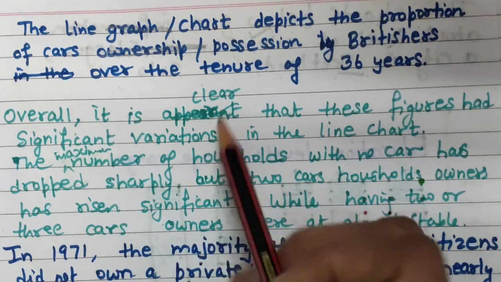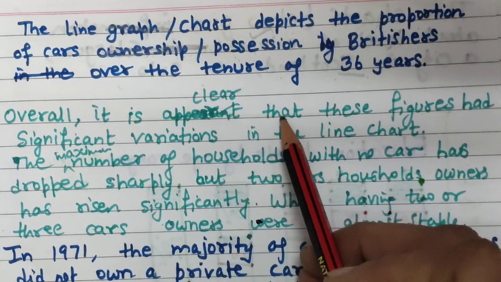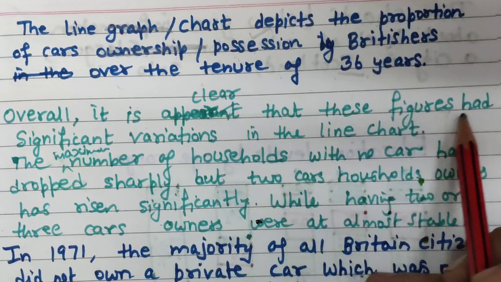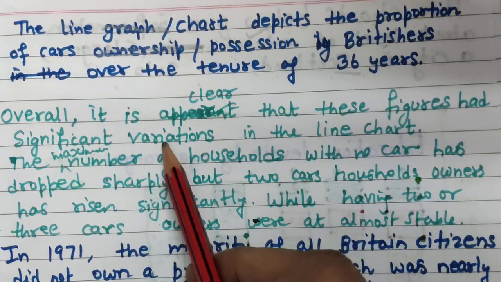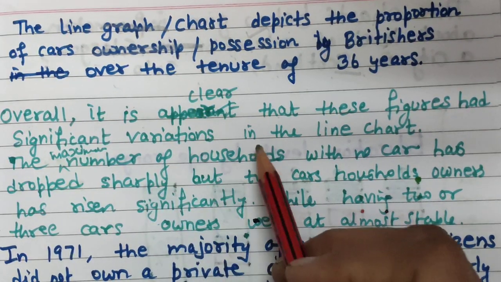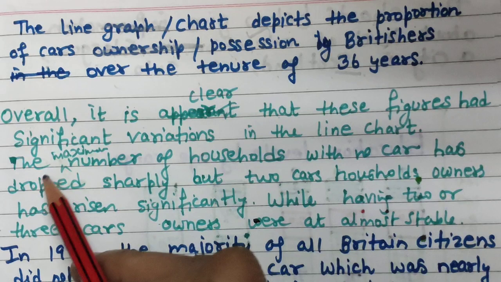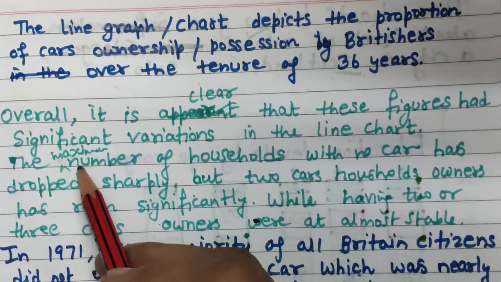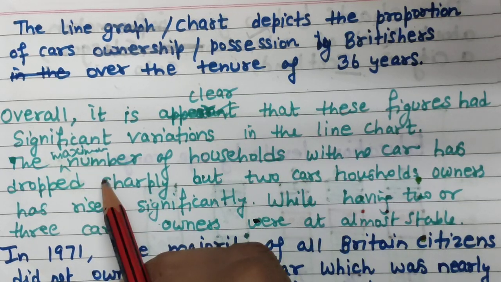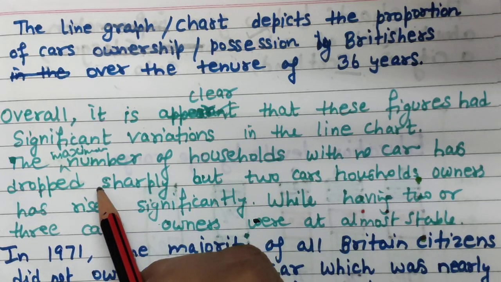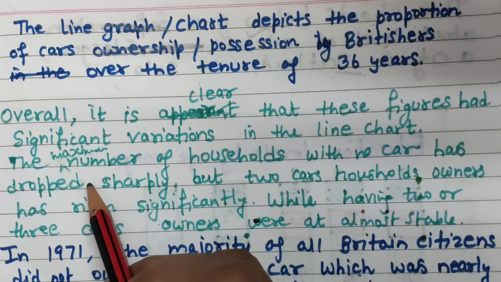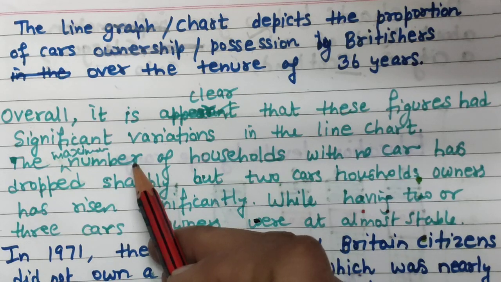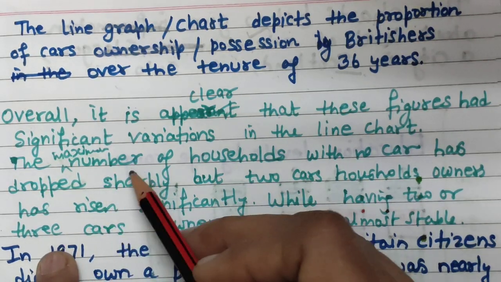Overall it is clear. Or it is apparent from the graph, also you can write. It is clear that these figures had significant variations. Variations means ups and downs in the line chart. Now as I told you, in the overall paragraph we will discuss the maximum, the minimum, and any other special thing you can discuss in this second paragraph, but without any facts and figures. Figures you are not going to write in this.